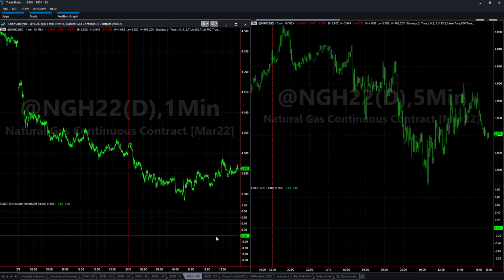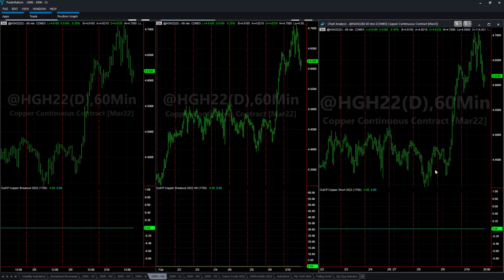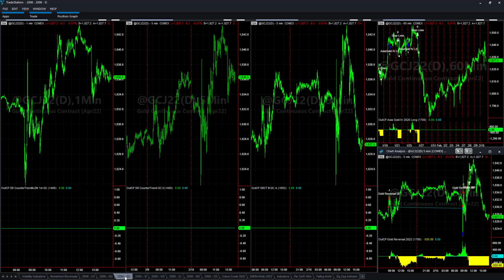Inflation comes to mind. Natural gas, no trades. Crude oil, crude swing got in on this trade, had a nice pop, and then it came back. That's the nature of that market. Cobra crude stopped out minus 725. Gap fill in reverse plus 315. Copper, no trades. Silver, no trades.